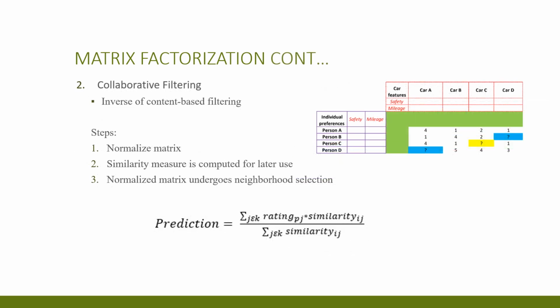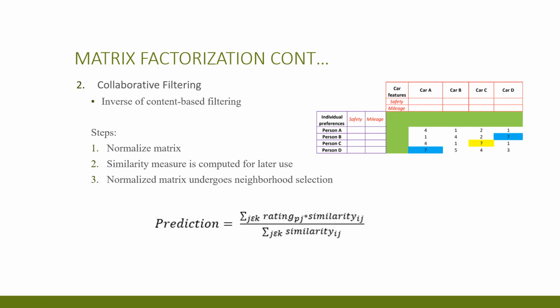So I mentioned that there are two types of matrix factorization techniques, and the second one is collaborative filtering, which is essentially the inverse of content-based filtering. This process searches for individuals that are maximally similar to one another, and then it uses their preferences as a guideline to predict the preferences of an individual of interest. So as you can see on the right, this time we have the matrix, and we're going to use these preferences to try to predict the individual preferences of a specific person.